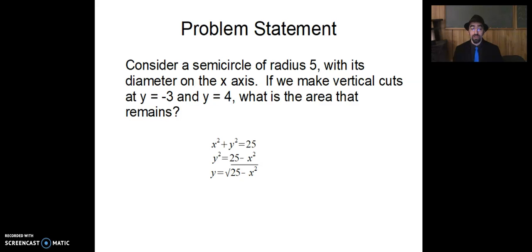So in order to turn this into an integration problem, we first need to find y as a function of x to describe the curve of the semicircle. If we say x squared plus y squared equals 25, obviously that would be the whole circle centered at the origin of radius 5. Y squared equals 25 minus x squared. Then we'll take y equals the positive square root of 25 minus x squared, right? Negative square root would get us the bottom semicircle.